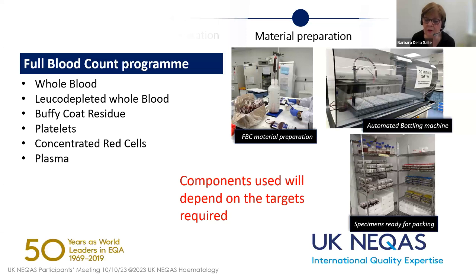The components that we use will depend on the targets that are required. Clearly, these are all healthy donors, therefore we don't use donors that have hemoglobin concentrations of 80 what have you. We have to dilute down with plasma, so it is quite a complicated procedure. This takes time. It only takes a day or two, but it certainly takes a lot more time than you would have for analysing a normal full blood count, so the material is stabilised.